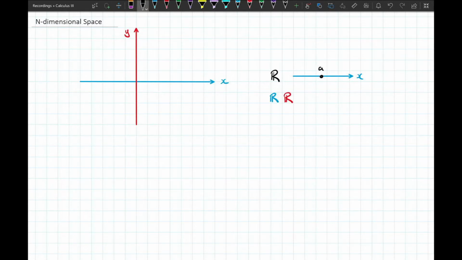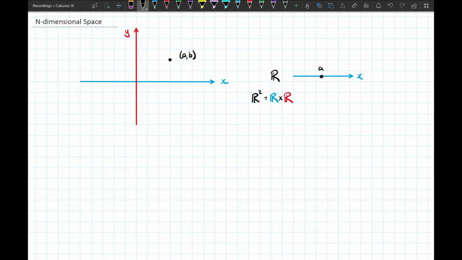And if we were to look at a point in 2-dimensional space, then we would have to have an ordered pair, a comma b. Now, an ordered pair isn't an element of R. It's actually an element of the set R cross R. And we'll be taking a look at that cross product and what that means a lot more in future videos when it comes to vectors. But we denote this as R squared for convenience, or just R2.